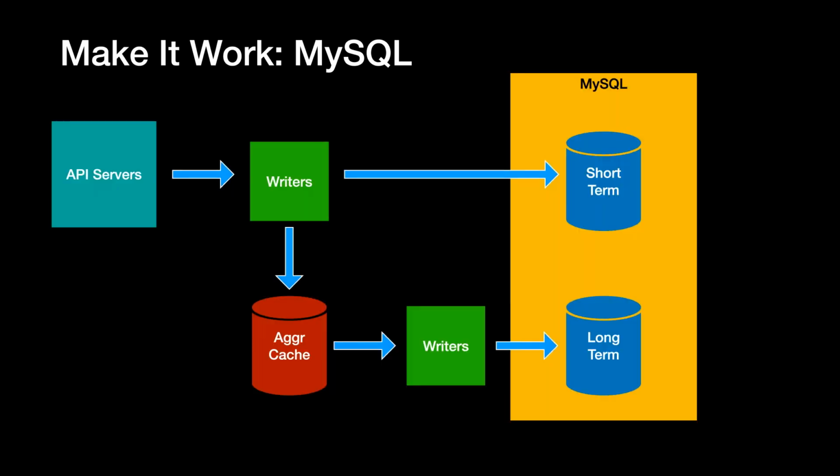And this is the architecture diagram for our first implementation that used MySQL. Individual network information came through to our writers, and then they were immediately written to short-term storage. To calculate aggregates, we used an aggregation cache, in this case Redis. Then we had other writers periodically read from it and write the aggregated counts to long-term storage. We also had a cron job that would read from the short-term storage and age that data out.